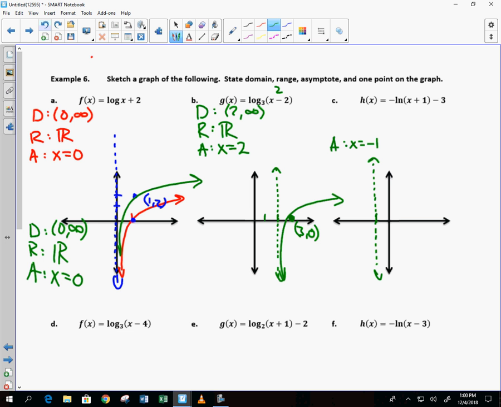What is the minus 3 going to do? So I move left 1 and down 3. So you can see my coordinate is 0, negative 3. And then what does the negative do? Is that a vertical flip or a horizontal flip? Do you remember? Vertical flip. So it's going to start up and finish down. So we have a domain from negative 1 to infinity, and we have a range of all real numbers.